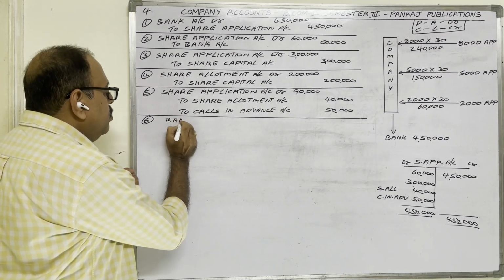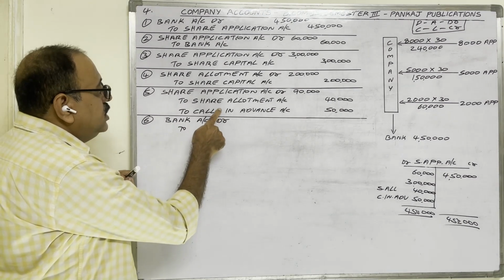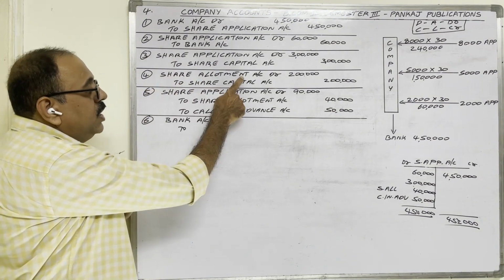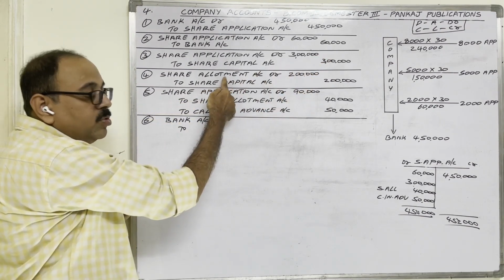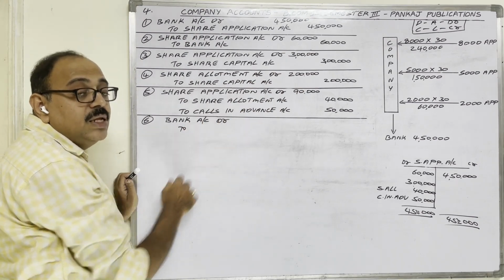Bank is a receiver now. Therefore, bank account debit. See this transfer entry, fourth entry. In the fourth entry, we wrote that they have to pay allotment money to the company. They are debtors. Now they paid, no? So we have to cancel this debtor, no?